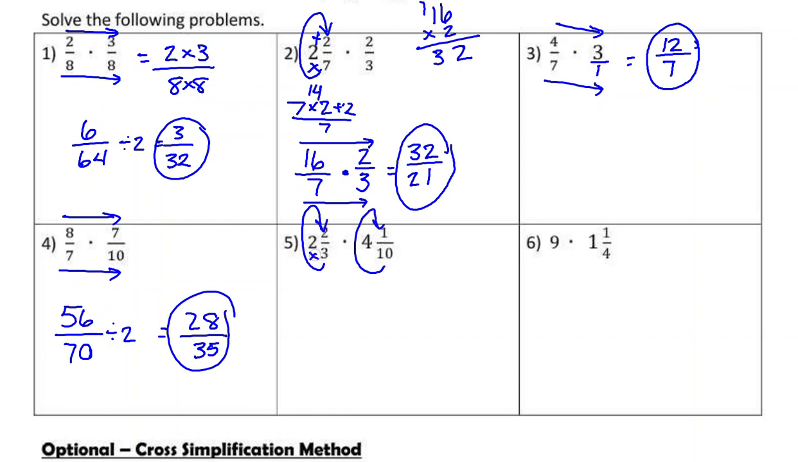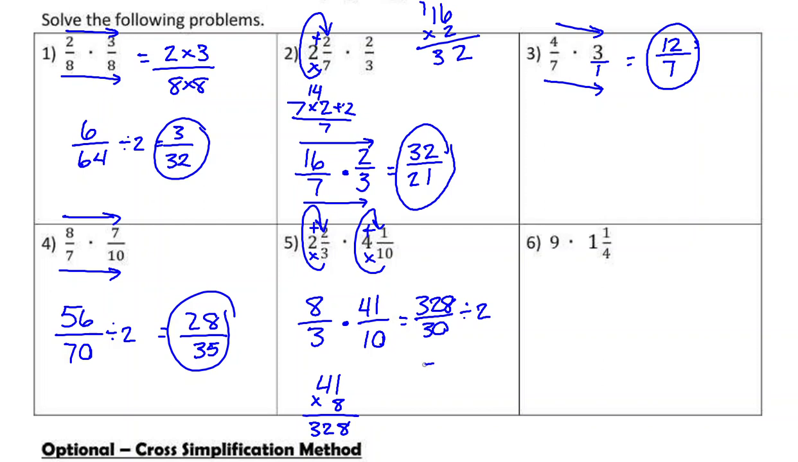2 times 3 plus 2 is 8 over 3 times 10 times 4 is 40 plus 1 more is 41 over 10. Now I don't know about you, but I don't know what 41 times 8 is. So that's 328. So 328 over 30. And they're both even, so I can divide that by 2. And I can get 164 over 15. And that doesn't simplify any further.